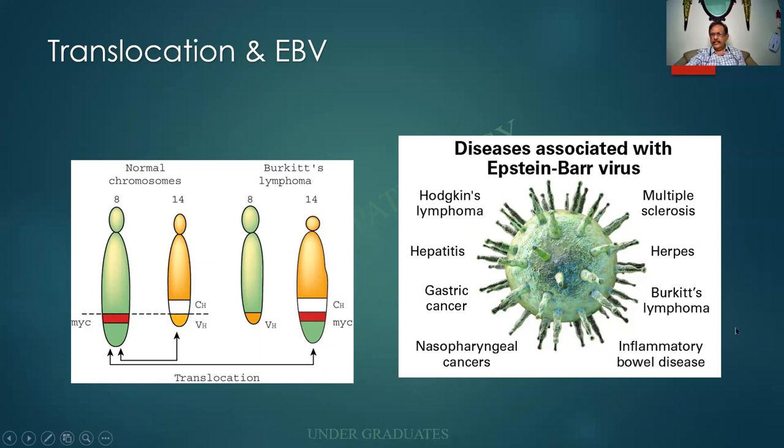And these are the diseases which can be associated with Epstein-Barr virus. See what is happening. One is Hodgkin's lymphoma. The other is nasopharyngeal carcinoma, very important. Third one is Burkitt's lymphoma. And of course, it is associated with many non-neoplastic disorders as well.